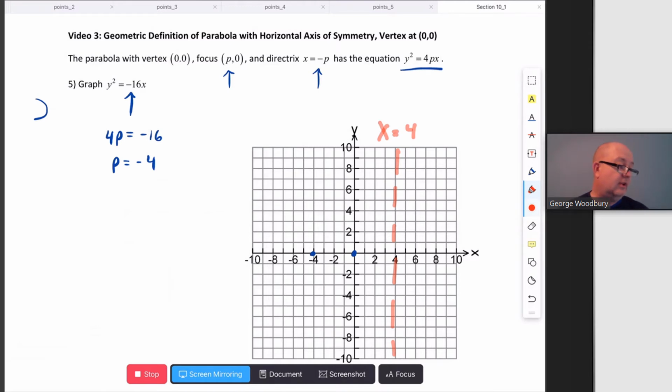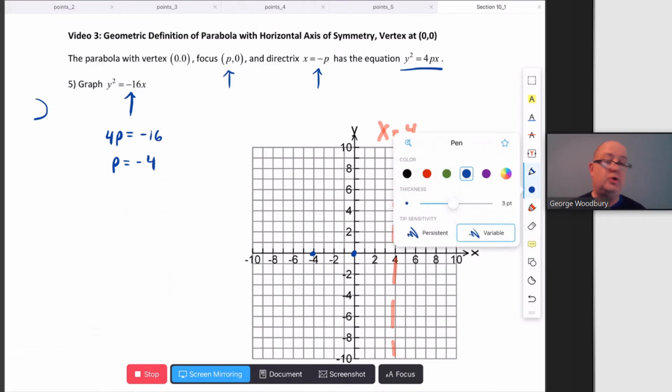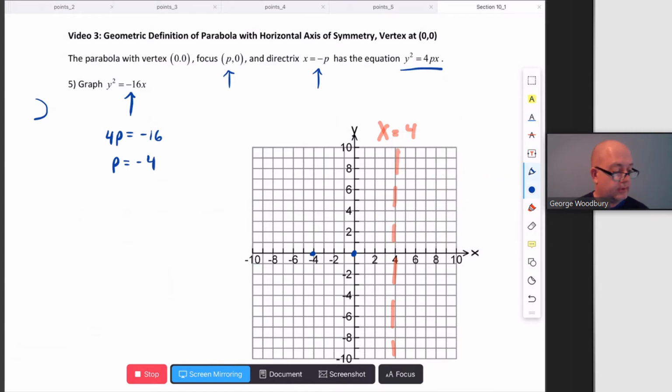Now, as I mentioned in the last video, if we move 2p above and below the focus, we get a couple more points on the graph. 2p is 8, so if we move up 8 and down 8, now I've got a start for this parabola. We can see this one's spread out a little more wide than some of the other ones that we've done.